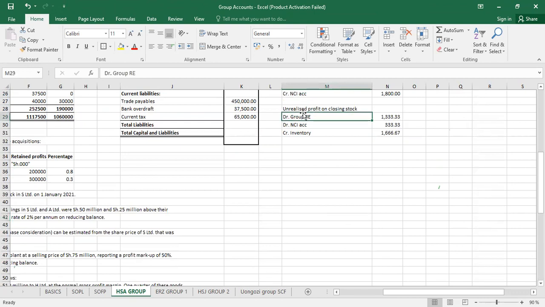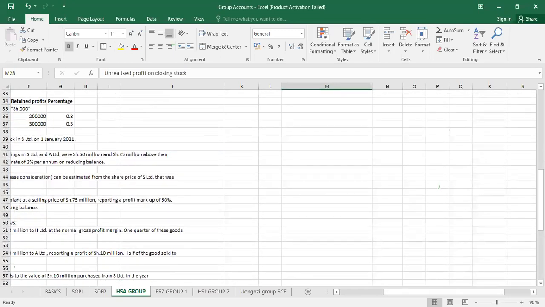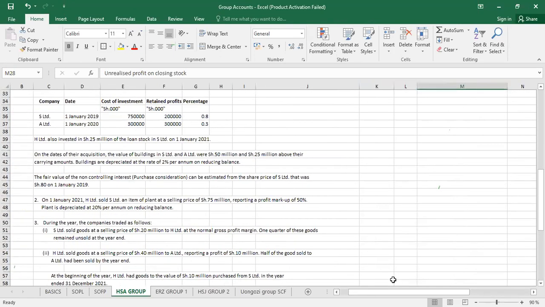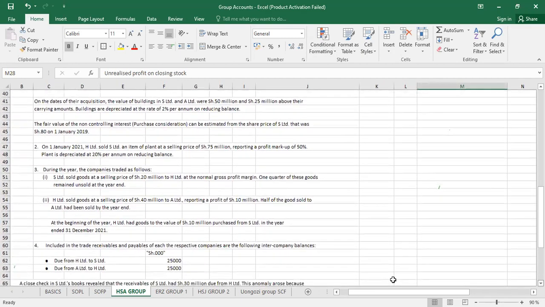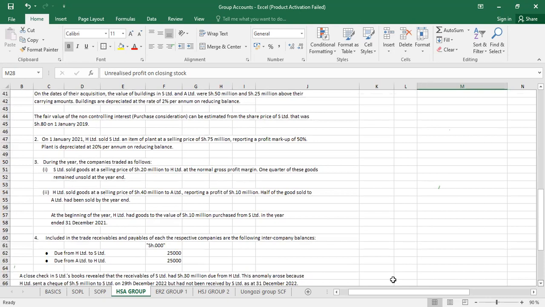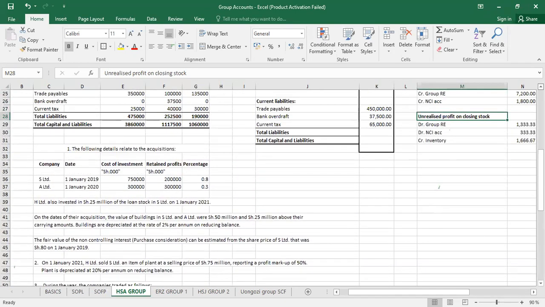Then we go to the additional information. I'll bring this in bold so that we know where we are. Continue. Then they say H Limited sold goods to A Limited. It's an associate. An associate we account for using the equity method, so that one will not reflect. Then we have at the beginning of the year, H Limited had goods to a value of 10 million purchased from S Limited in the year ended 31st December 2021. So that one is unrealized profit on opening stock.